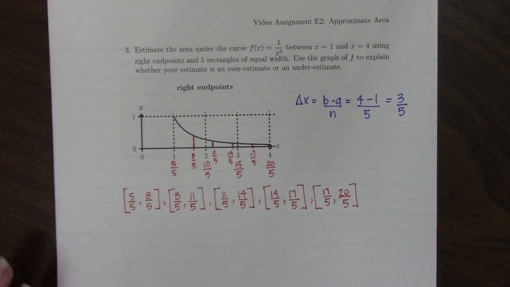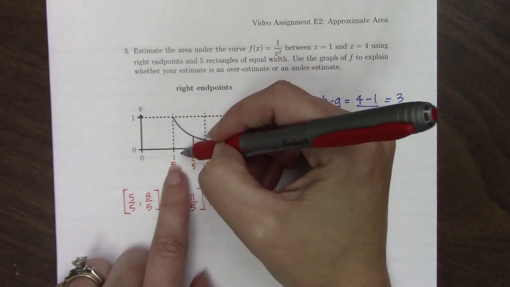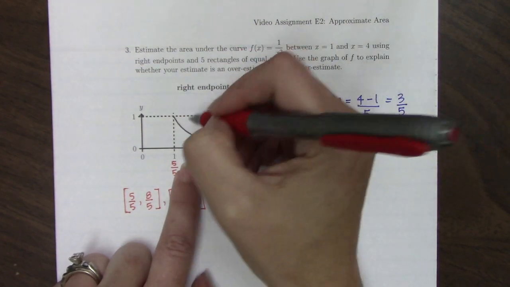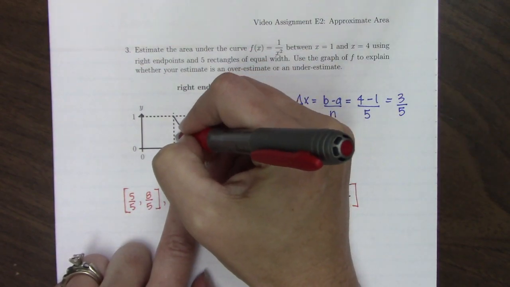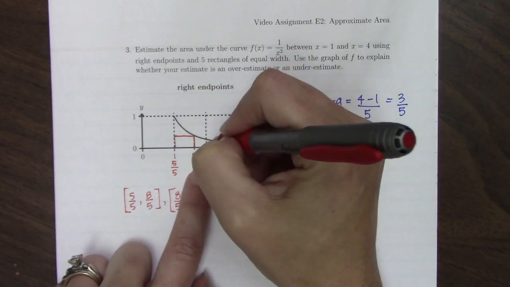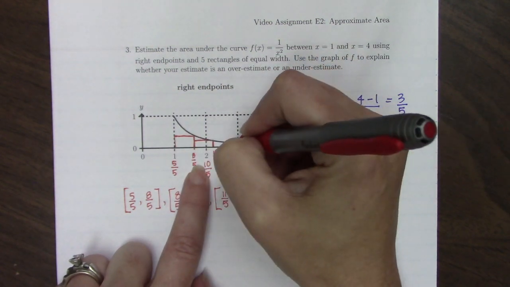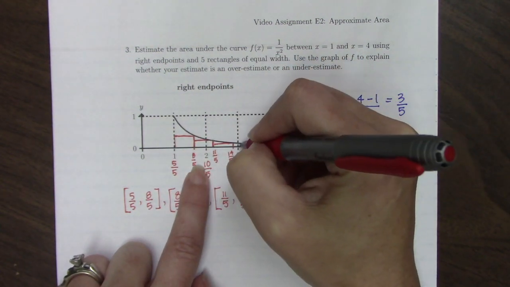So if we're using right endpoints, then I go to the right edge of my first interval. That is the height of the rectangle, and I connect it back. And I'll follow that all the way across.